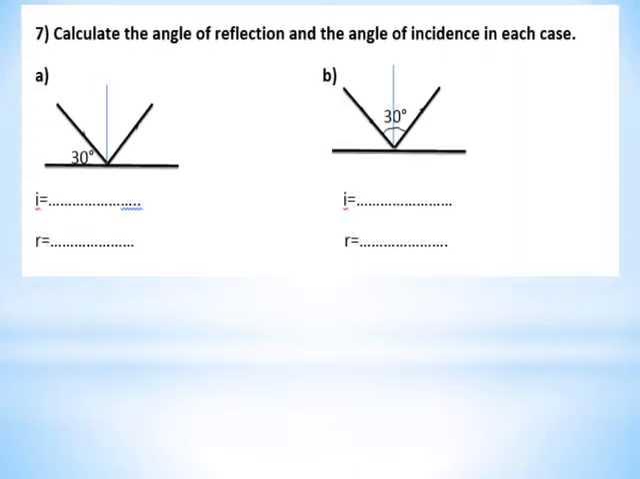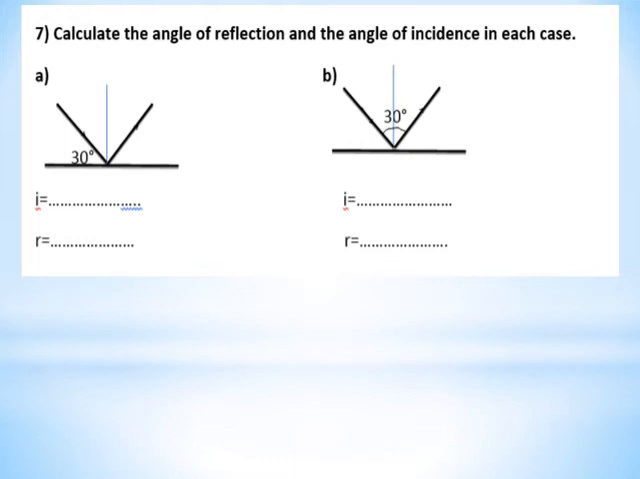Now I have a problem. Calculate the angle of reflection and the angle of incidence in each case. In case A, it gives me 30 degrees and asks me to calculate the angle of incidence and the angle of reflection. Okay, this 30 degrees, which angle is it? This is the angle between the reflecting surface and the incident light ray. So this is not the angle of incidence. The angle of incidence must be the angle between the incident light ray and the normal. Okay?